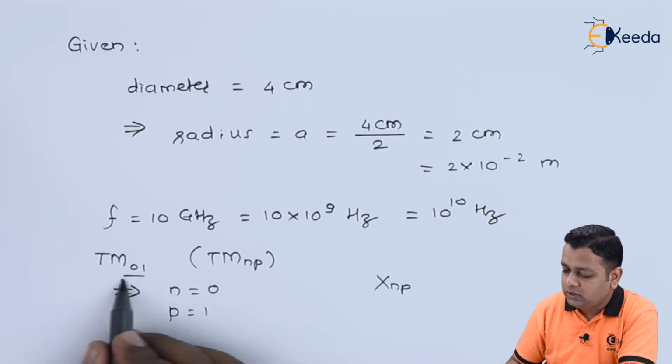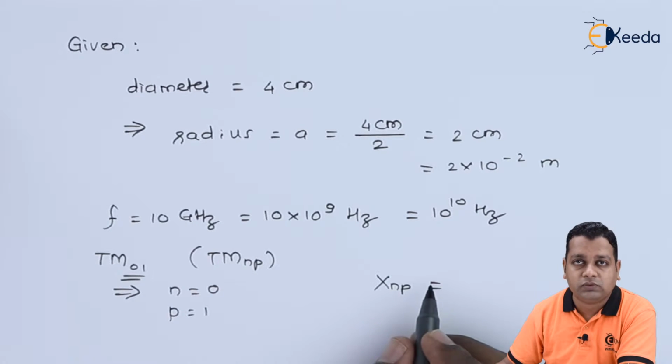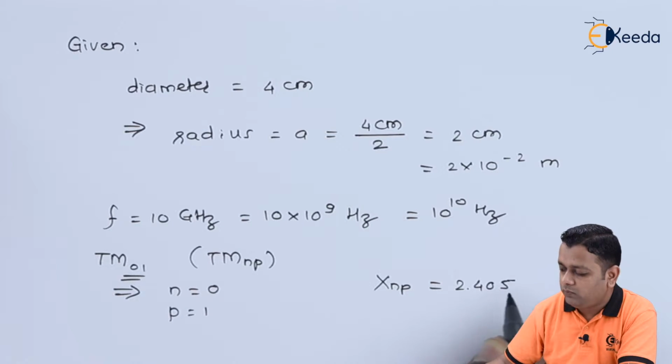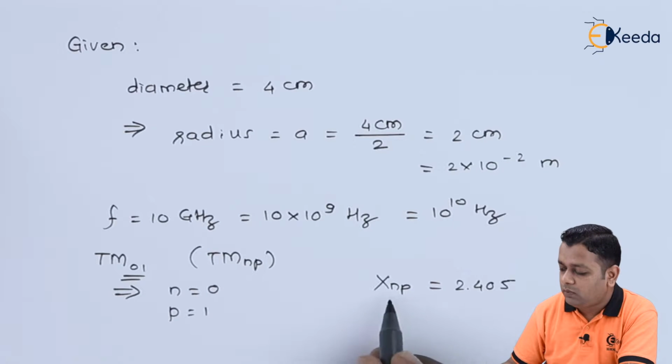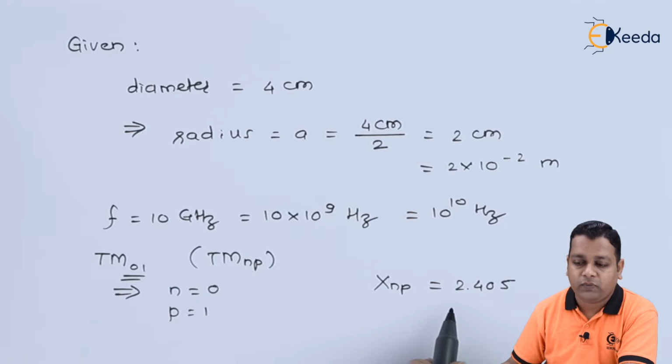And for this combination TM suffix 01, from the tabulation that we have seen in the previous video, we have the value 2.405. So among the TM modes, it is the smallest possible value we have obtained for the root represented by X suffix np here. Next to that, we have the air dielectric.